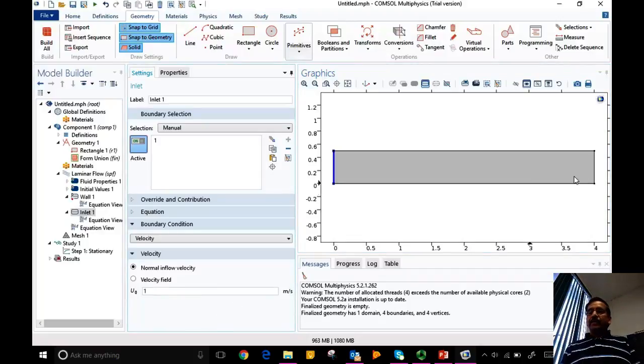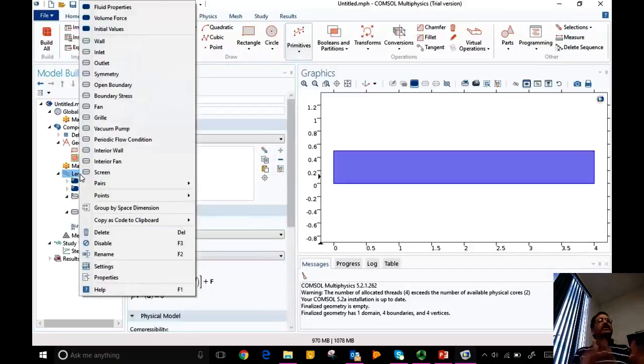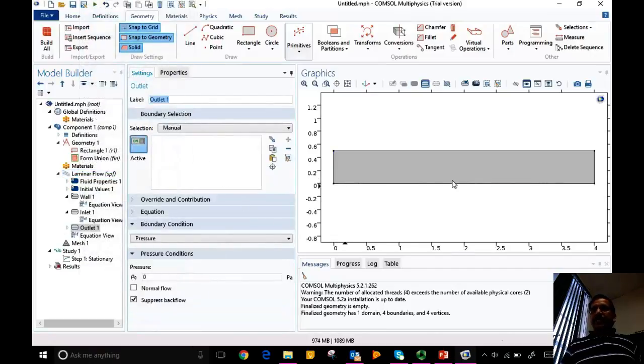Then I'm going to see what other boundary conditions are possible. The learning here comes by doing assignments, playing with COMSOL, and thinking about how others have implemented the appropriate boundary conditions. If I look at the other boundary conditions that are possible, I have wall, of course, inlet, and outlet, and I have symmetry, open boundary, boundary stress. Many options are there. Let me pick outlet. Nothing is identified as outlet, so I click on the right side. Now boundary 4 is identified as an outlet boundary condition.